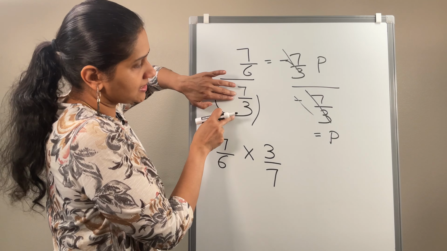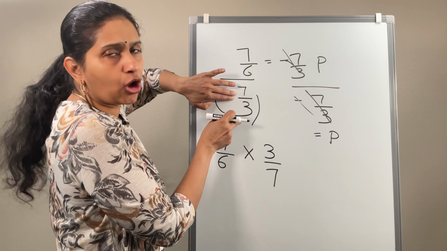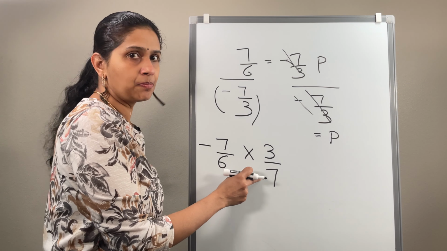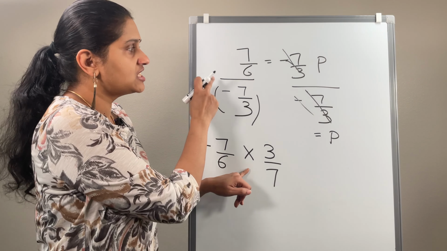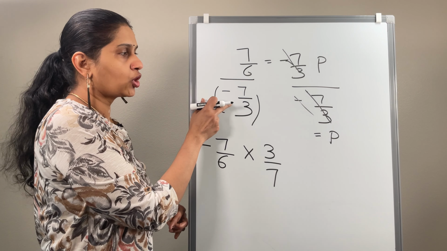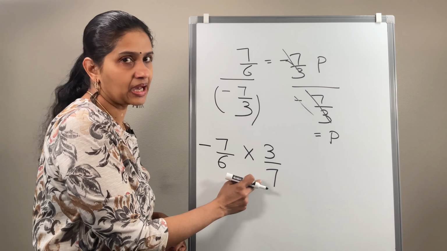So when this is 7 by 3, when you make the denominator as numerator and numerator as denominator, that is called the reciprocal. So I am just changing this by sign to multiplication sign and taking the reciprocal of 7 by 3, which is 3 by 7.